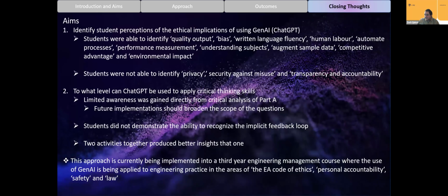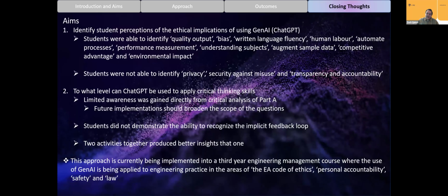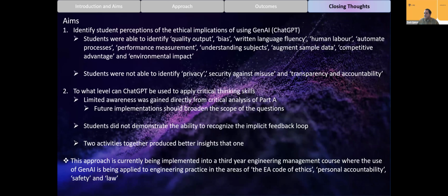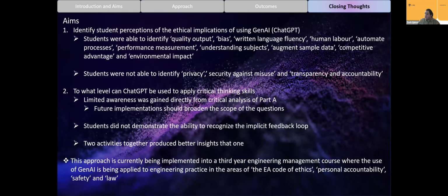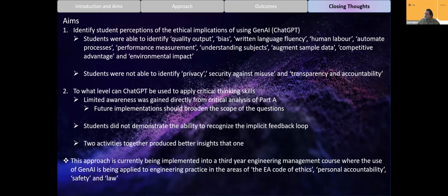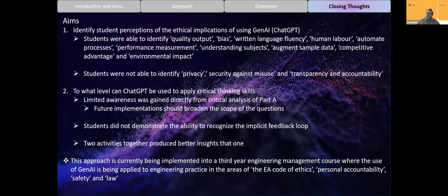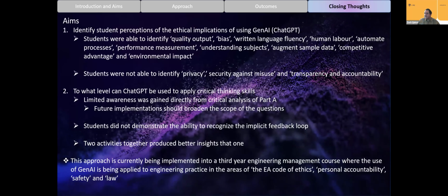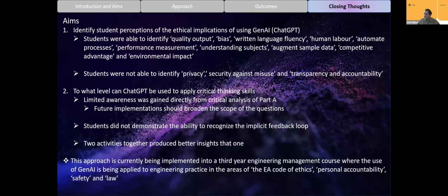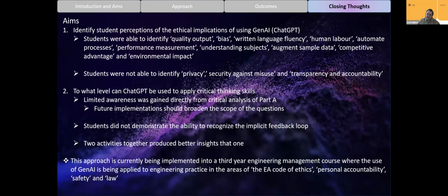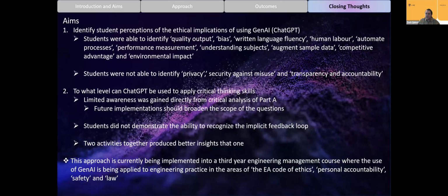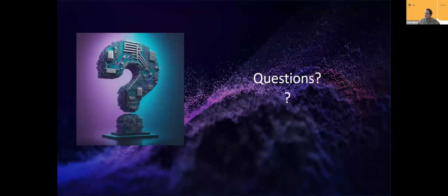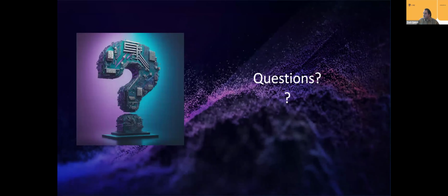Based on the success that we saw in this research project, we're currently implementing the same approach in an engineering management course, where we're specifically looking at applying GenAI to engineering practice in the areas of the Engineers Australia Code of Ethics, personal accountability, safety, and law. That wraps up my talk today. So now I'm going to open it up for questions, assuming I'm not running over time.